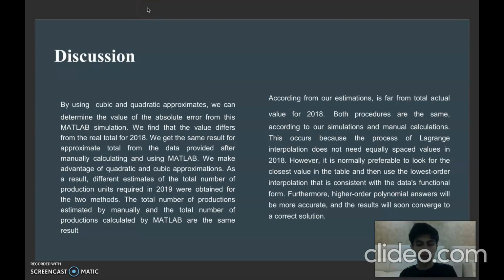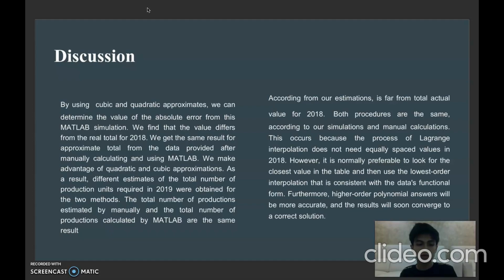For the discussion part, I'm going to present. By using cubic and quadratic approximations, we can determine the value of the absolute error from this MATLAB simulation. We find that the value differs from the real total for 2018. We get the same result for the approximate total from the data provided after manually calculating and using MATLAB. We make use of quadratic and cubic approximation.